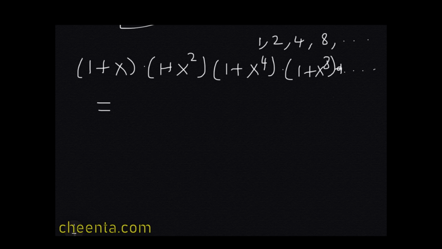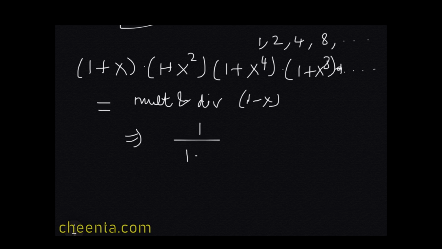So if you multiply and divide by 1 minus x, the upper product collapses to 1 and below will be just 1 by 1 minus x. So this product is the same as 1 by 1 minus x, and we know that 1 by 1 minus x is 1 plus x plus x square plus x cube and so on till infinity. In the previous video I told you to look at the coefficients being 1, if you remember.